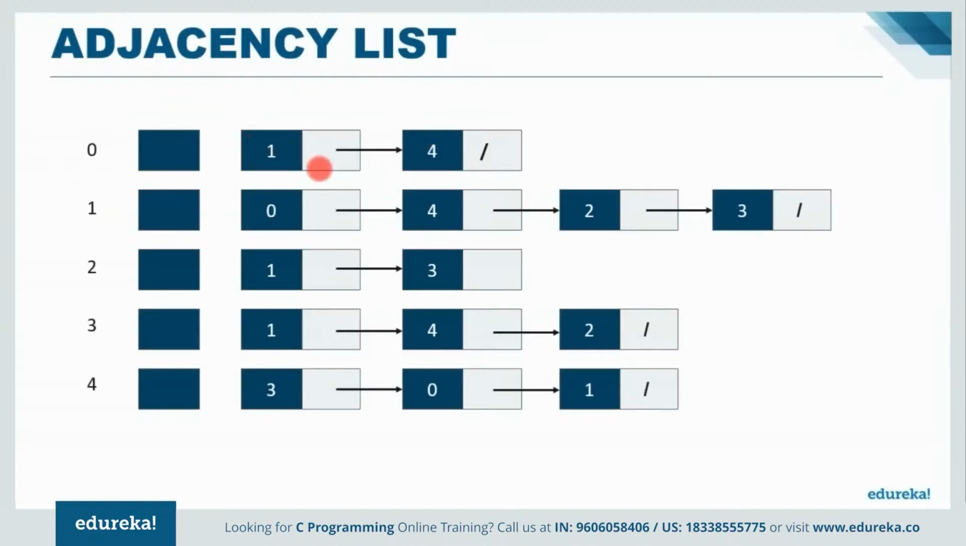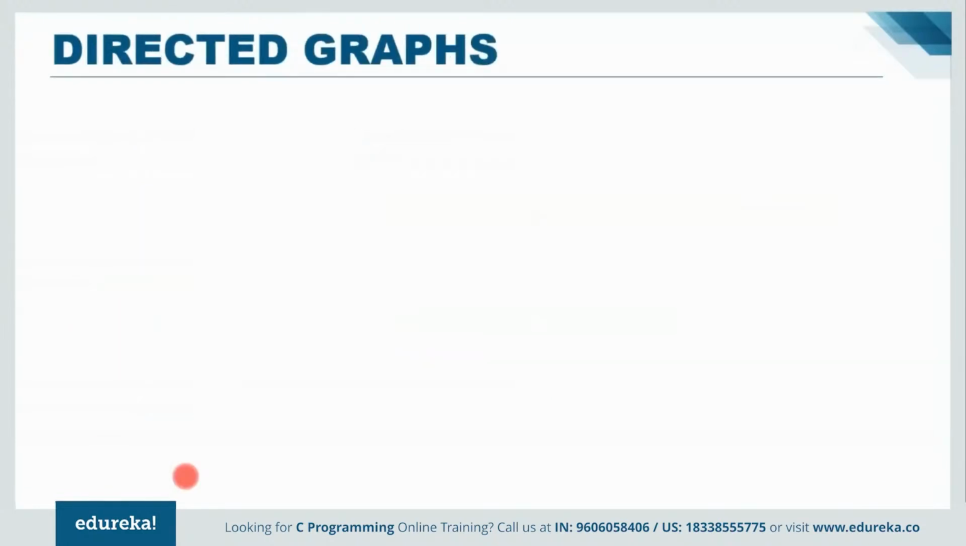But once 0 is connected to 1 and 4, 0 is not connected to any of the other elements. So the end of the adjacency list is finished here. Followed by that, the next node is 1. So 1 is connected to 0, 1 is also connected to 4, 1 is connected to 2, 1 is connected to 3, but 1 is not connected to 1. So we have an end of the adjacency list here. And similarly we have 2, 3 and 4. So this is how an adjacency list works.